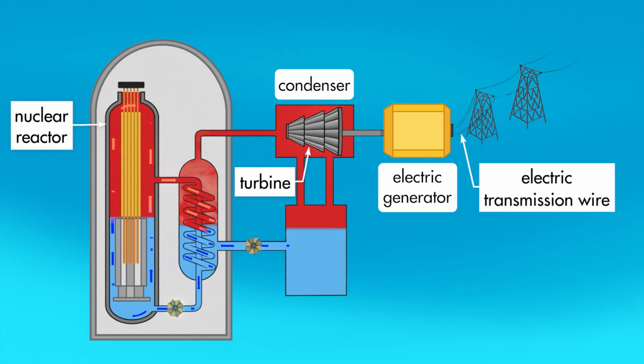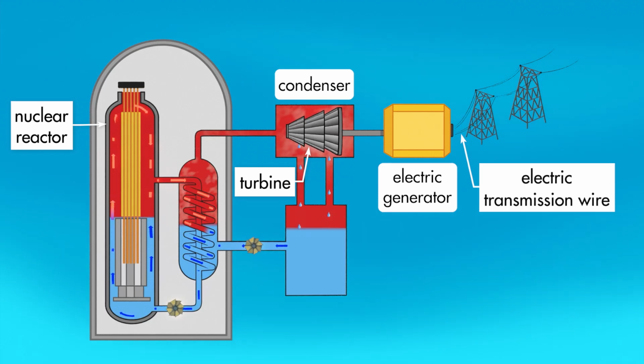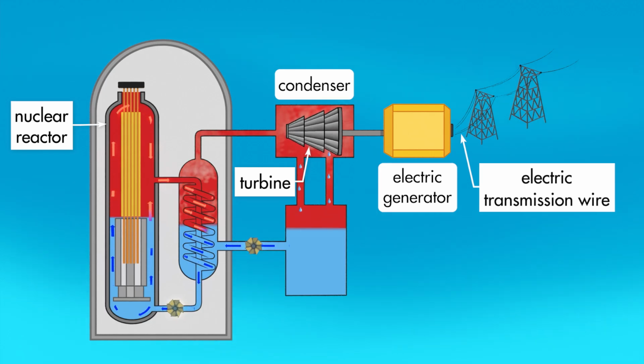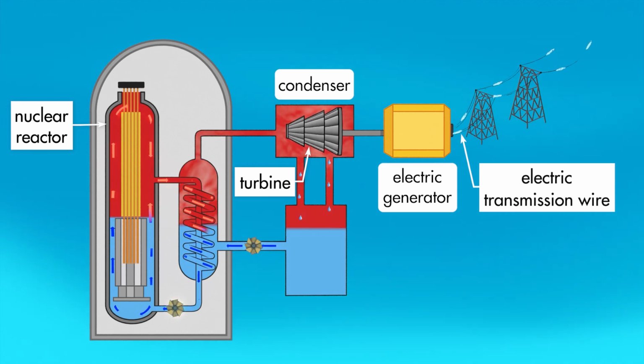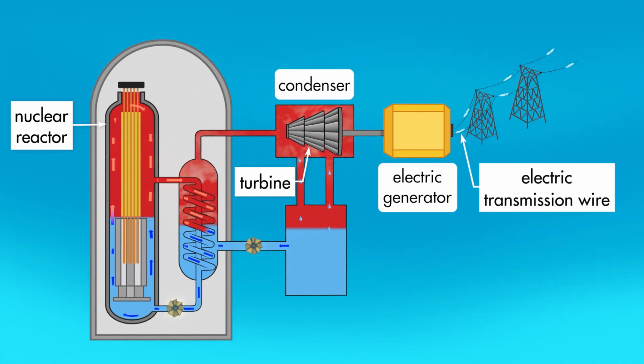Heat from the nuclear reactor turns water into steam inside a steam generator. The steam is used to spin a turbine, which is connected to an electric generator. The generator produces electricity, which flows through transmission wires to local houses and businesses.